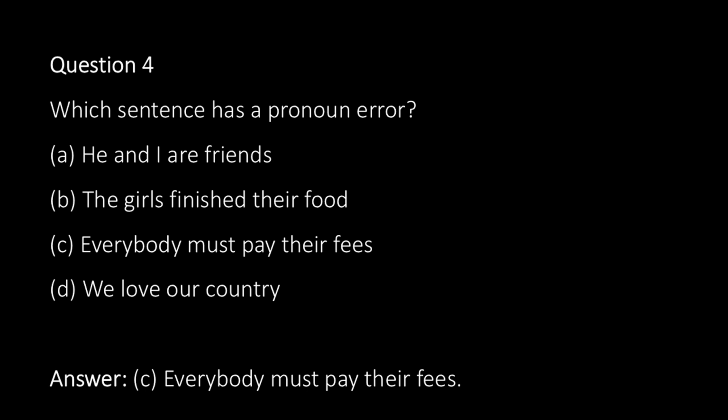Which of these sentences has a pronoun error? A, he and I are friends. B, the girls finished their food. C, everybody must pay their fees. D, we love our country. Let's examine each one. A, he and I are friends. This is correct. He and I are subject pronouns.